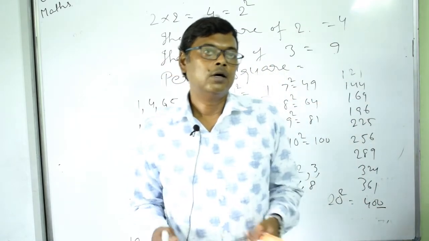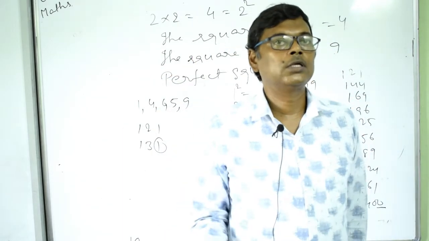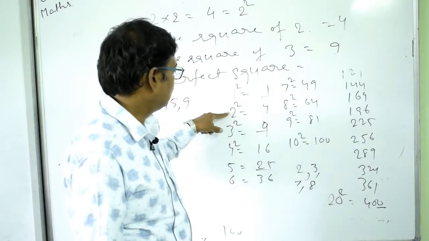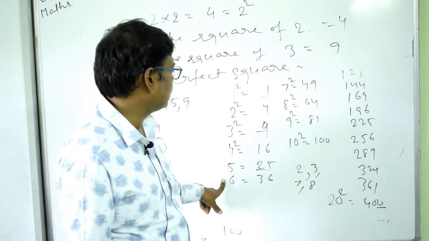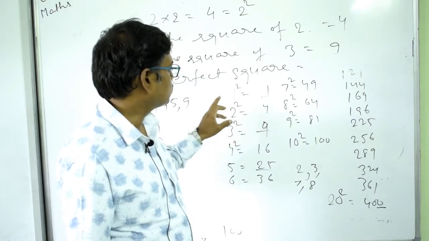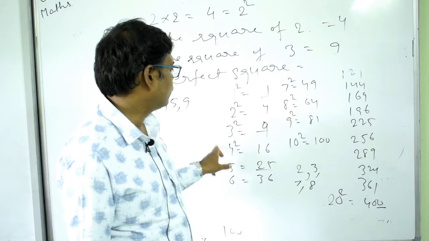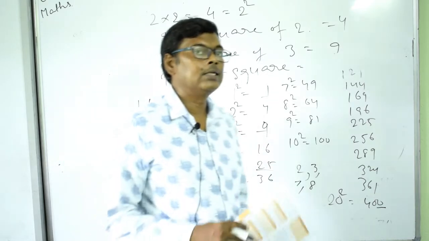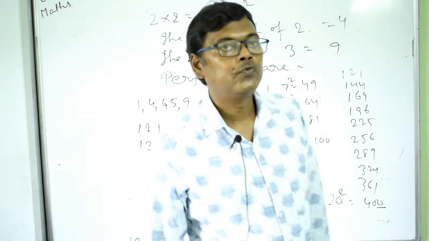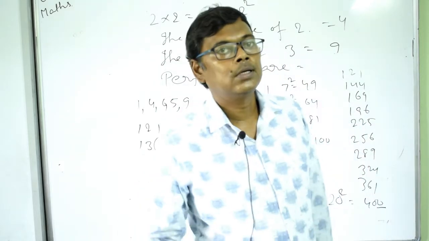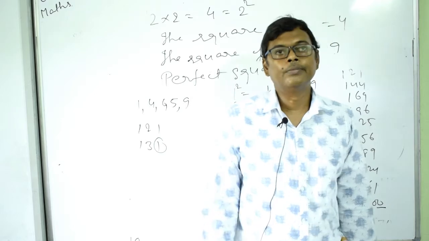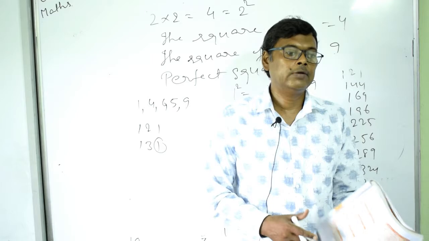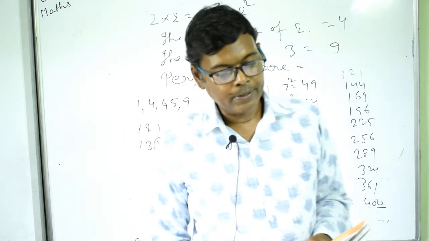And when you square an even number, the answer will always be an even number. From the examples, 2 squared, 4 squared, and 6 squared give 4, 16, and 36. So remember that the square of an odd number is always odd, and the square of an even number is always even. This is the property.